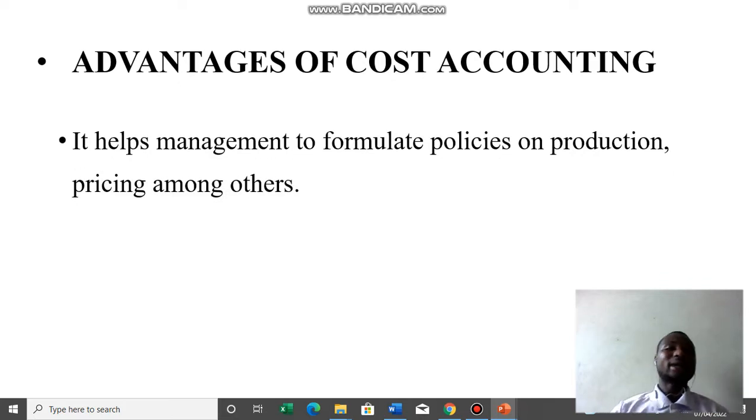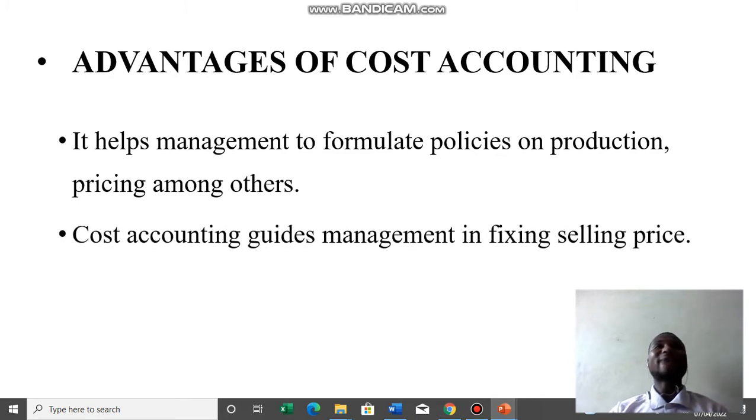Let's look at some other issues. Now we are saying that it also helps management to formulate policies on production. Cost accounting gives you that. How will it do it? It provides you the data that you would use to be able to take a decision on production. All right, that is a function of cost accounting, as well as pricing.